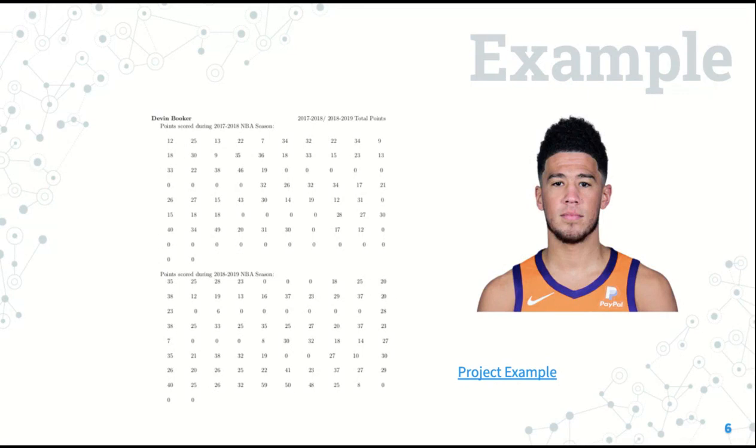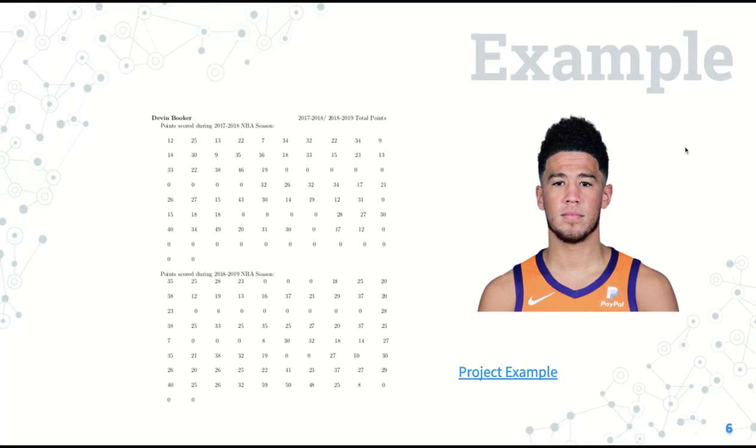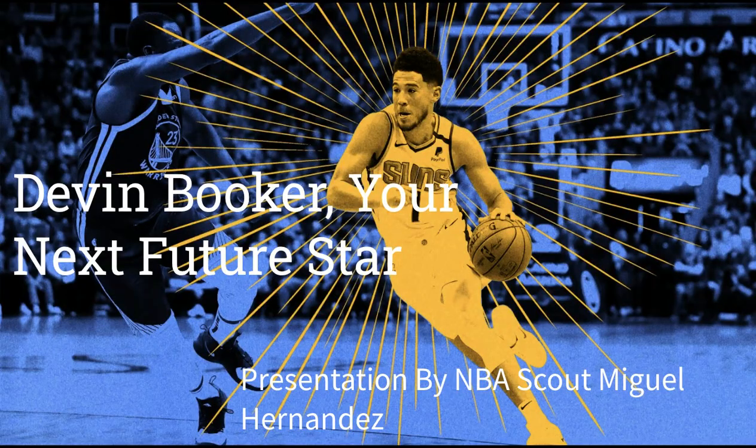And here is an example of what an educator would expect. Here we'll be looking at Devin Booker, an NBA point guard, and the total points scored in each game throughout seasons 2017-2018 and 2018-2019. Again, these points can be found on basketballreference.com. Here's an example of what the project would look like.